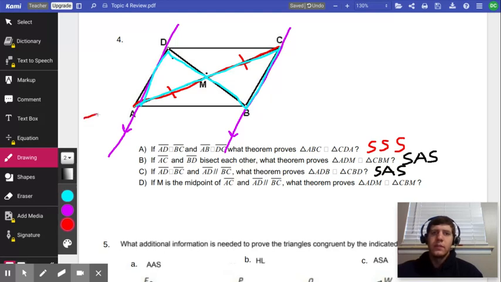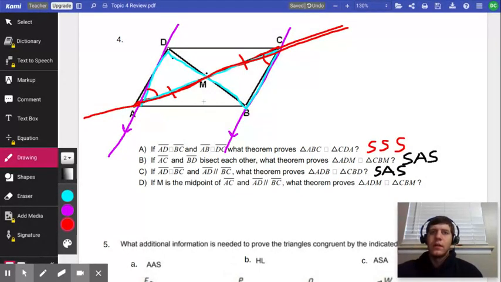So if we're going to make AC our transversal, right? So our purple lines are the parallel lines. AC here is our transversal. Our alternate interior angles are going to be congruent. So that means angle ADM is going to be congruent to angle BCM.